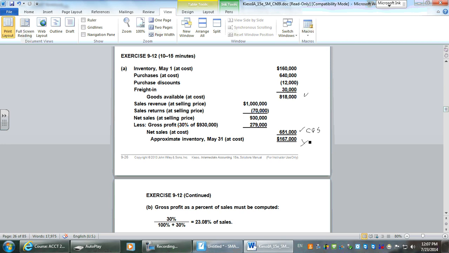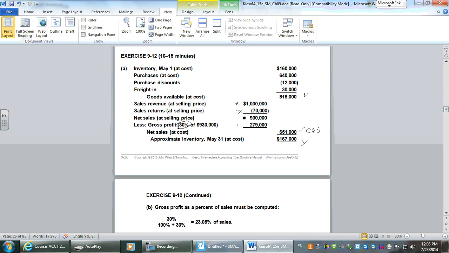Okay, and I don't know why the author always does this with this gross profit method. They want to take 30% times the net sales. You see the sales are $1 million. They had some sales returns and allowances, so that's the net sales. If you had sales discounts, you take that out too, right, guys? So your net sales at selling price are 930. For some reason, they take 30% times that, get the 279, and then subtract the 279 from the 930.